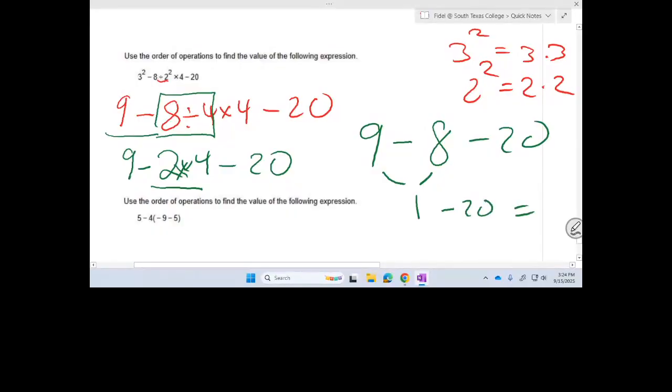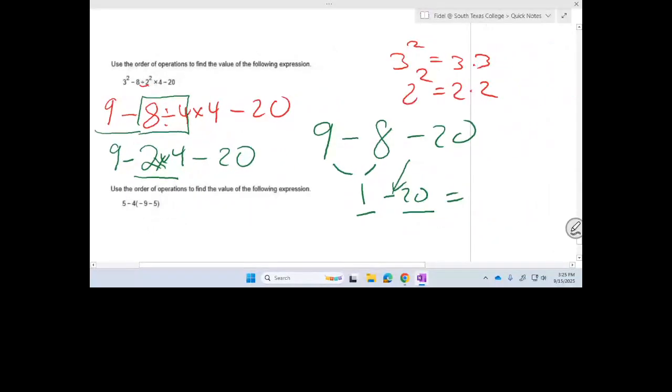1 minus 20. Remember what we said, y'all? Think of the first number. Since it's positive, that's money I have. This is money I owe. Why is it? Because it's a minus right there. I have $1, but I owe you 20. And you say, Omar, pay me the $20, and I only give you $1. How much money would I still owe you? 19. And because I owe it, what kind of 19 is it? Negative. There you go.